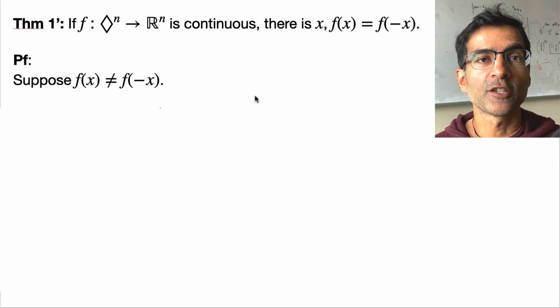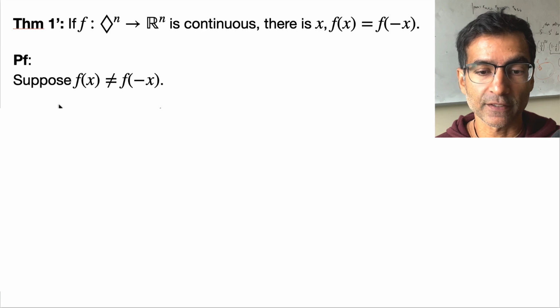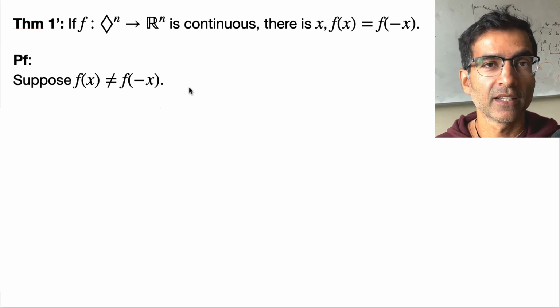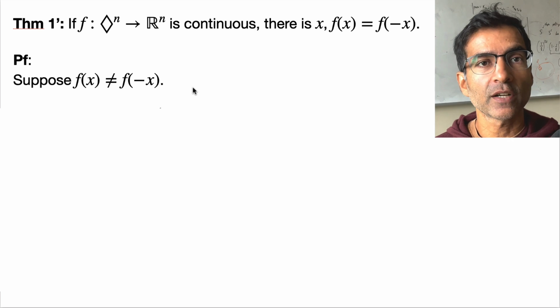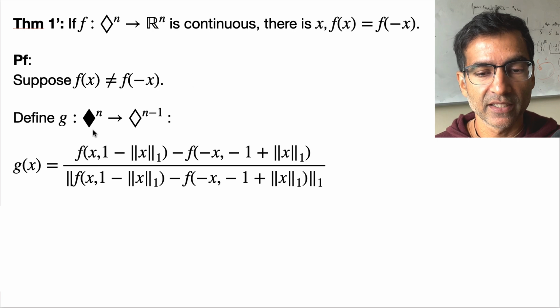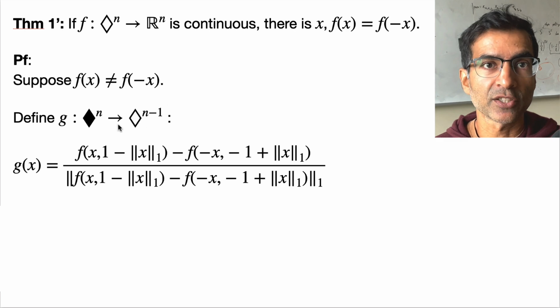Now suppose the theorem is not true. Then that means that there is a continuous function f such that for every x, f of x is not the same as f of minus x. Then we're eventually going to derive a contradiction. We'll start by first defining a continuous function g that maps the n-dimensional L1 ball to the (n-1)-dimensional sphere.